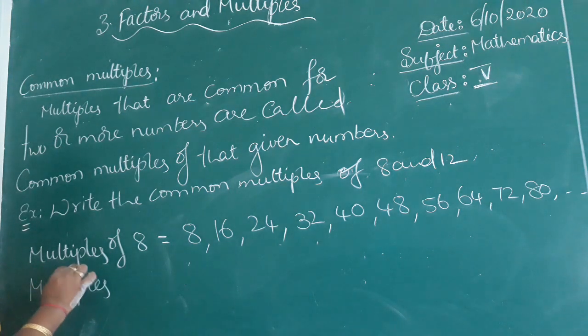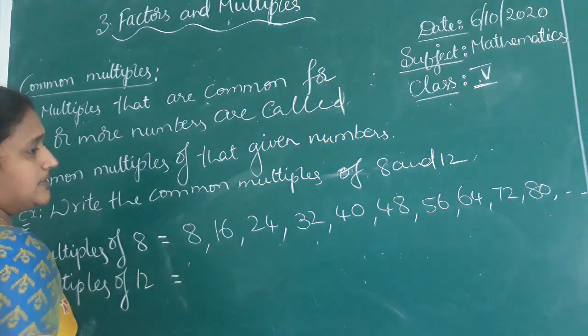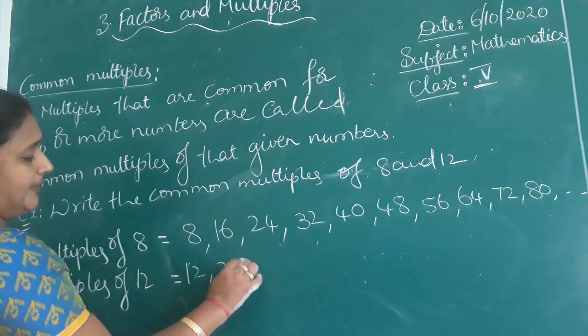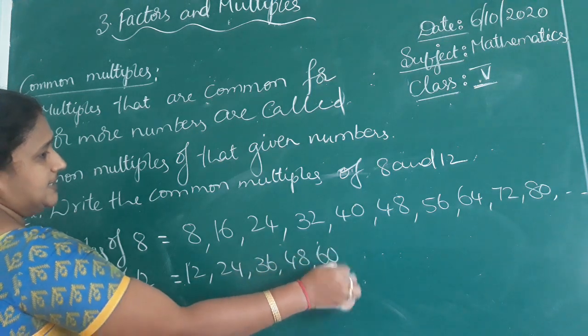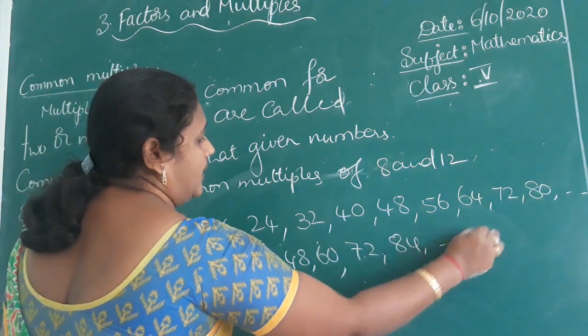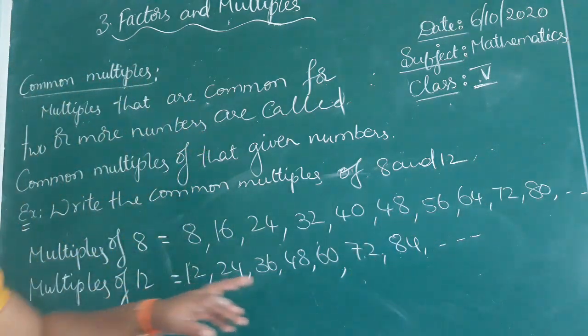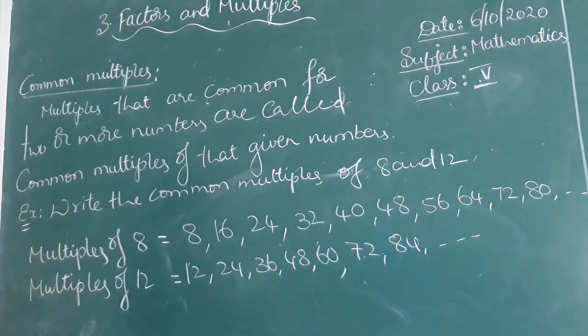Multiples of 12. What are the multiples of 12? 12, 24, 36, 48, 60, 72, 84, and so on. Why did I stop here? I stopped at 80 for 8, so I went up to 84 here, nearer to that number.